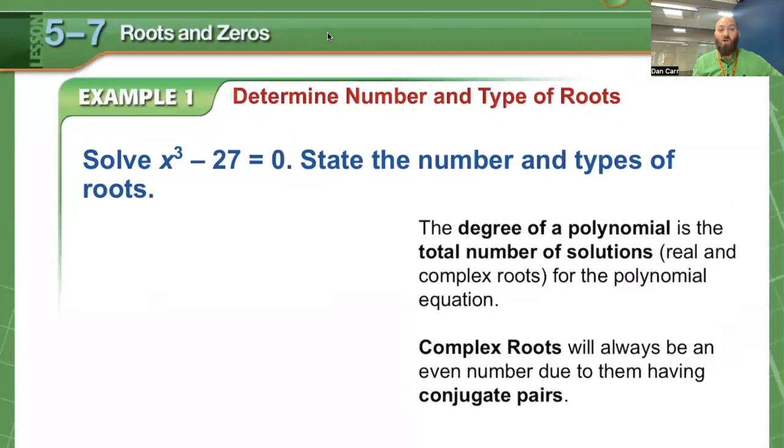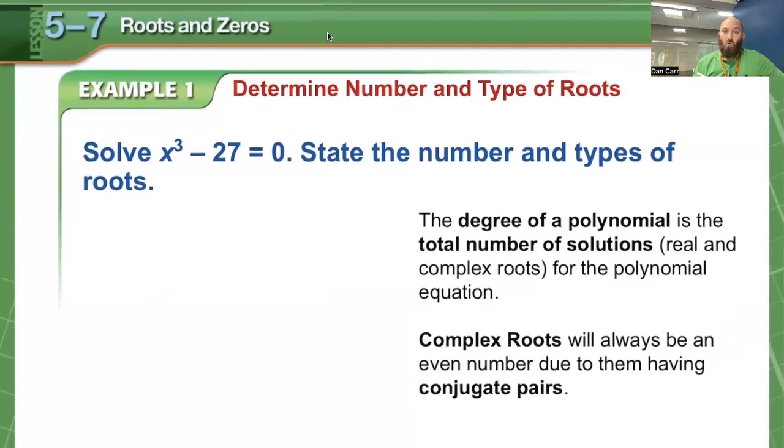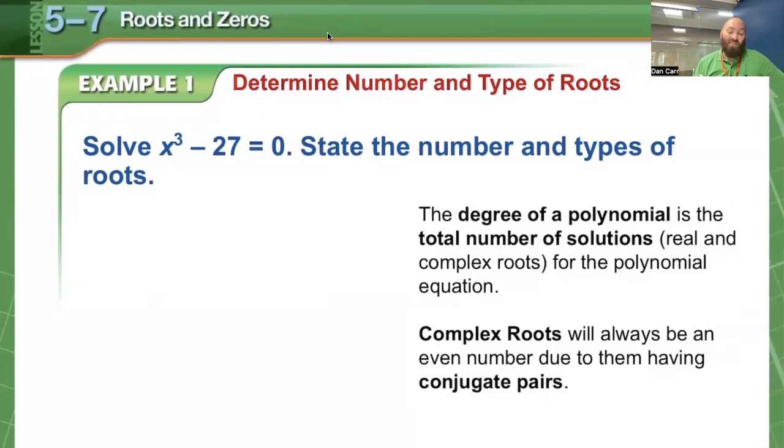Today we're going to be starting off with 5-7, day one, looking at roots and zeros. It's a little bit more of our solving, but we're also going to be dealing with our complex roots. So that's what we're looking at here. We want to solve x to the third minus 27 equals 0. In order to do that, we're going to state the number and types of roots as well.